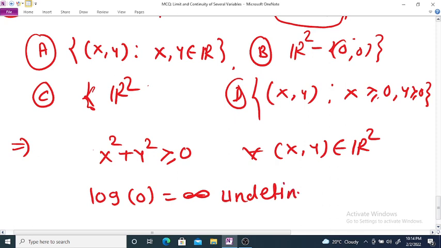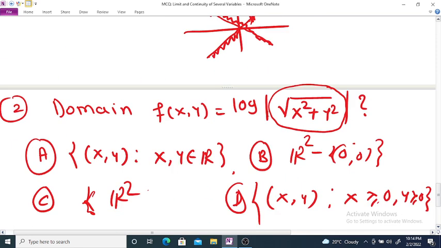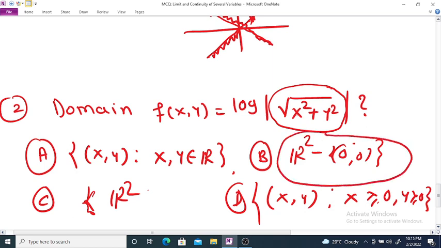Undefined. So this function is defined everywhere only if x is equal to 0 and y is equal to what? 0. So what is the domain here? Undefined. R square minus 0 0, because x square plus y square is always greater than 0.